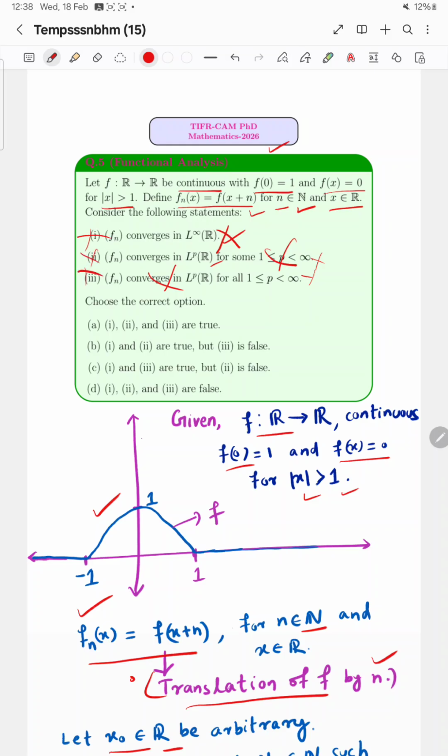Option A is saying that all are true, so it is false. Option B is saying that 1 and 2 are true, it is false. Option C is saying that 1 and 3 are true, it is false. Option D is saying that all are false, so it is the right option. Therefore only option D is true.